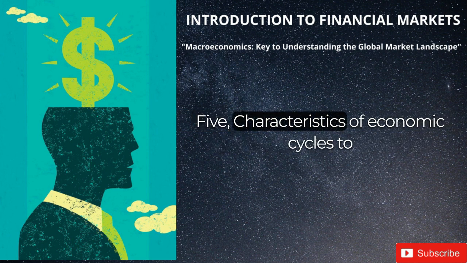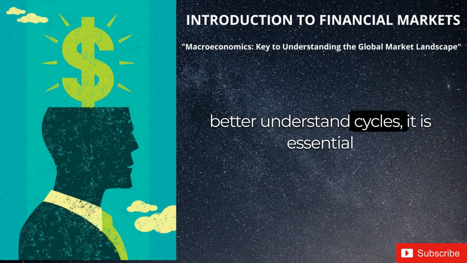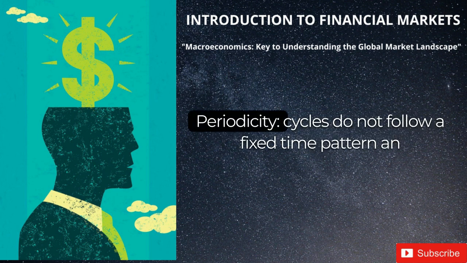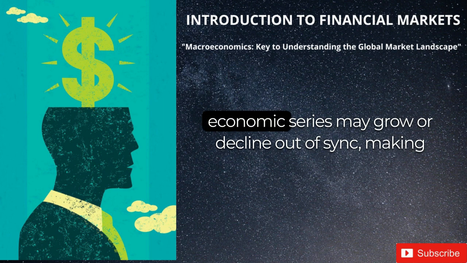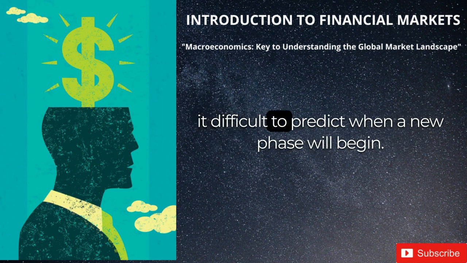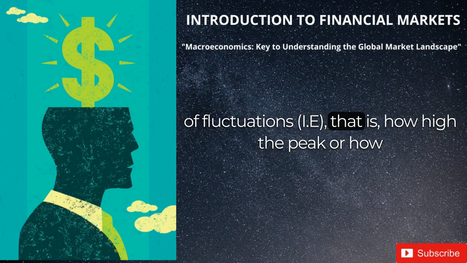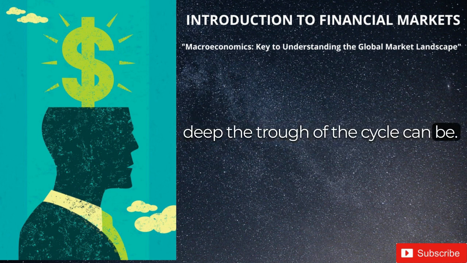5. Characteristics of economic cycles. To better understand cycles, it is essential to know their characteristics. Periodicity: cycles do not follow a fixed time pattern. An economic series may grow or decline out of sync, making it difficult to predict when a new phase will begin. Amplitude measures the intensity of a cycle, indicating the magnitude of fluctuations, i.e., how high the peak or how deep the trough of the cycle can be.